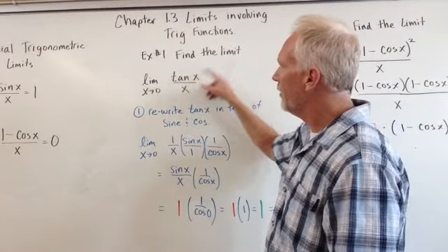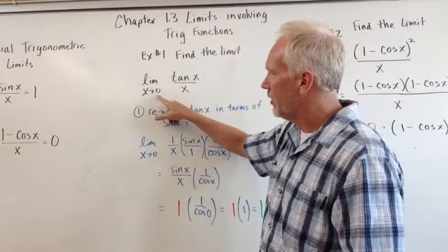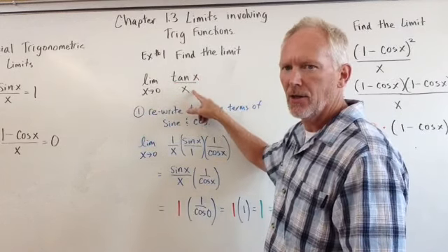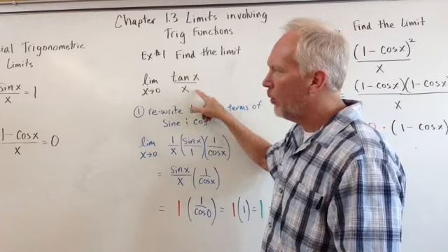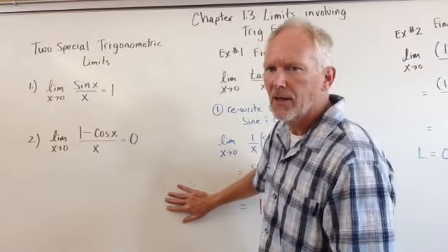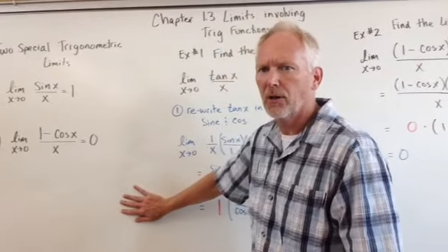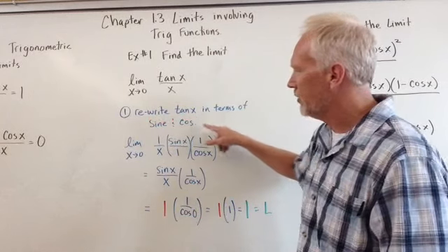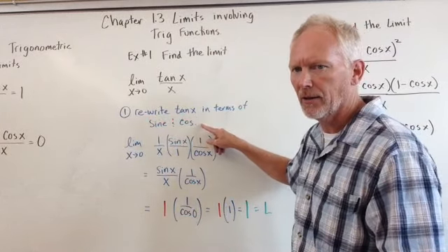Here we have example number 1. Find the limit as x goes to 0 of tangent of x over x. So here's tangent. We know we have a special trigonometric limit of sine x over x is equal to 1, so we've got to figure out, well, what do we do? Number 1 is rewrite tangent x in terms of sine and cosine.